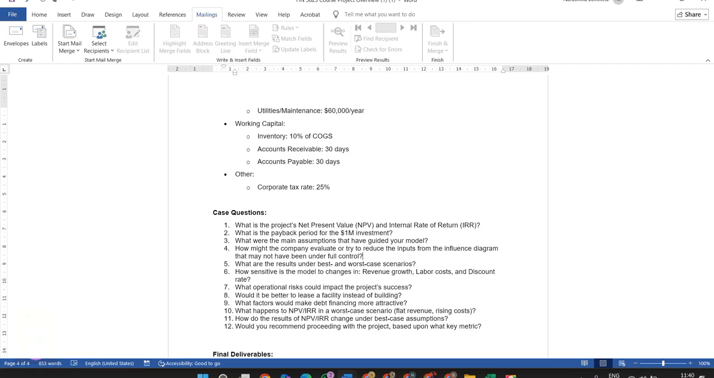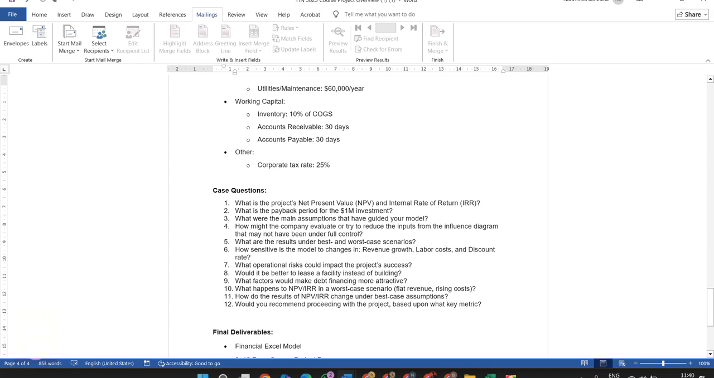Whereas labor cost has a direct impact on payback period and negatively impacts the other two variables. The discount rate only impacts the NPV value; the other two are independent. This is the basic explanation, and you can improvise it. What operational risks could impact the project's success? In general, you should write this to make it simple.